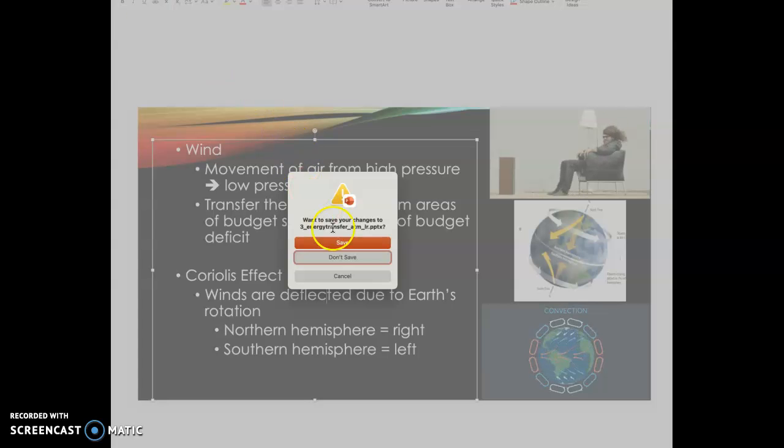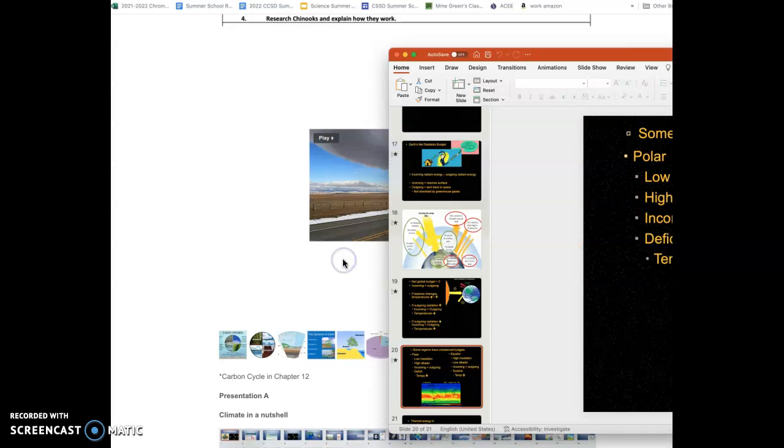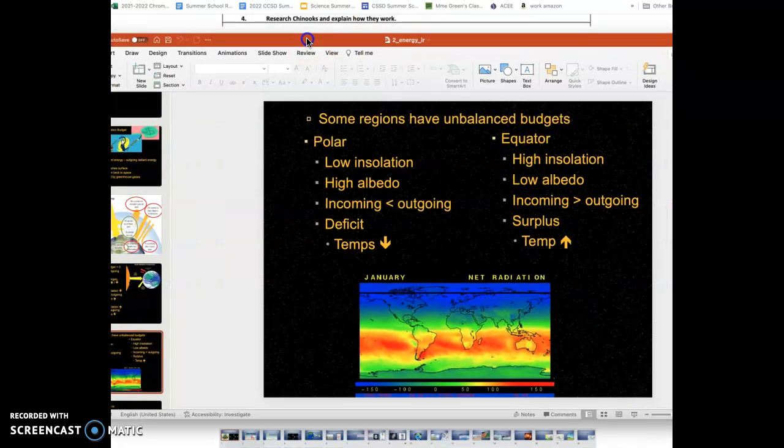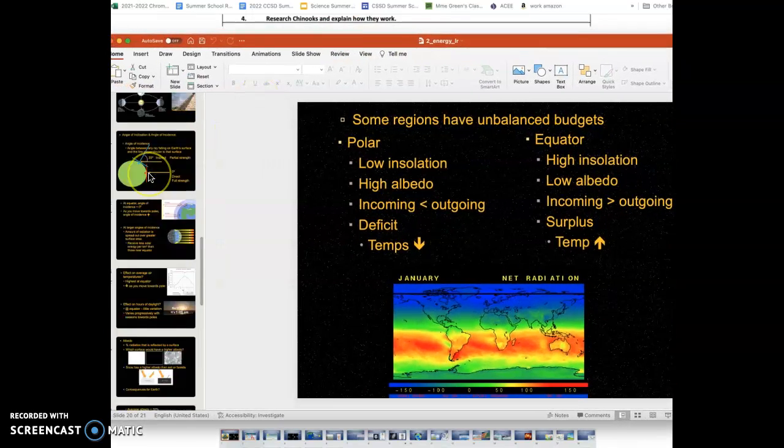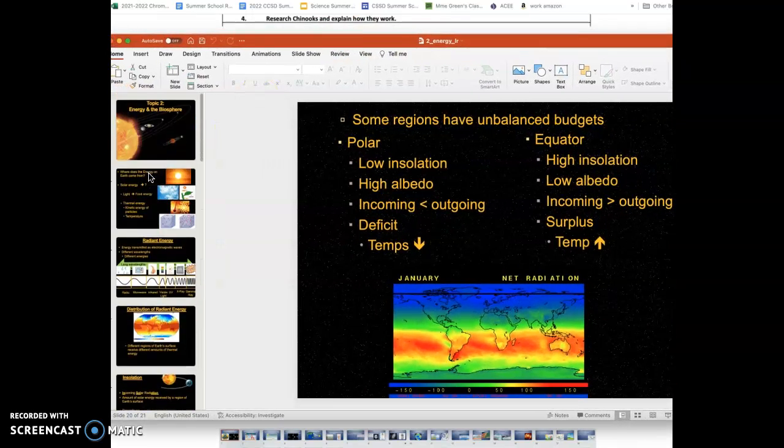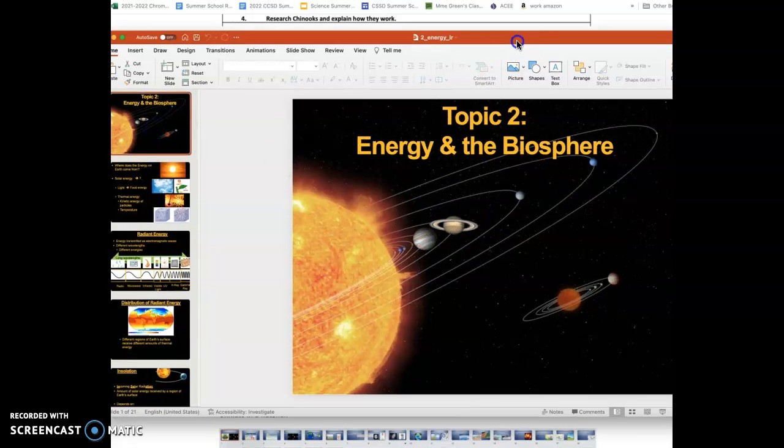Enjoy. Do I want to save that? No, I didn't make any changes. Okay, that's that one. I wonder if I could get through all of this in one go. Let's see if we can do it in 2 minutes. Okay, let's mostly just look at the pictures.